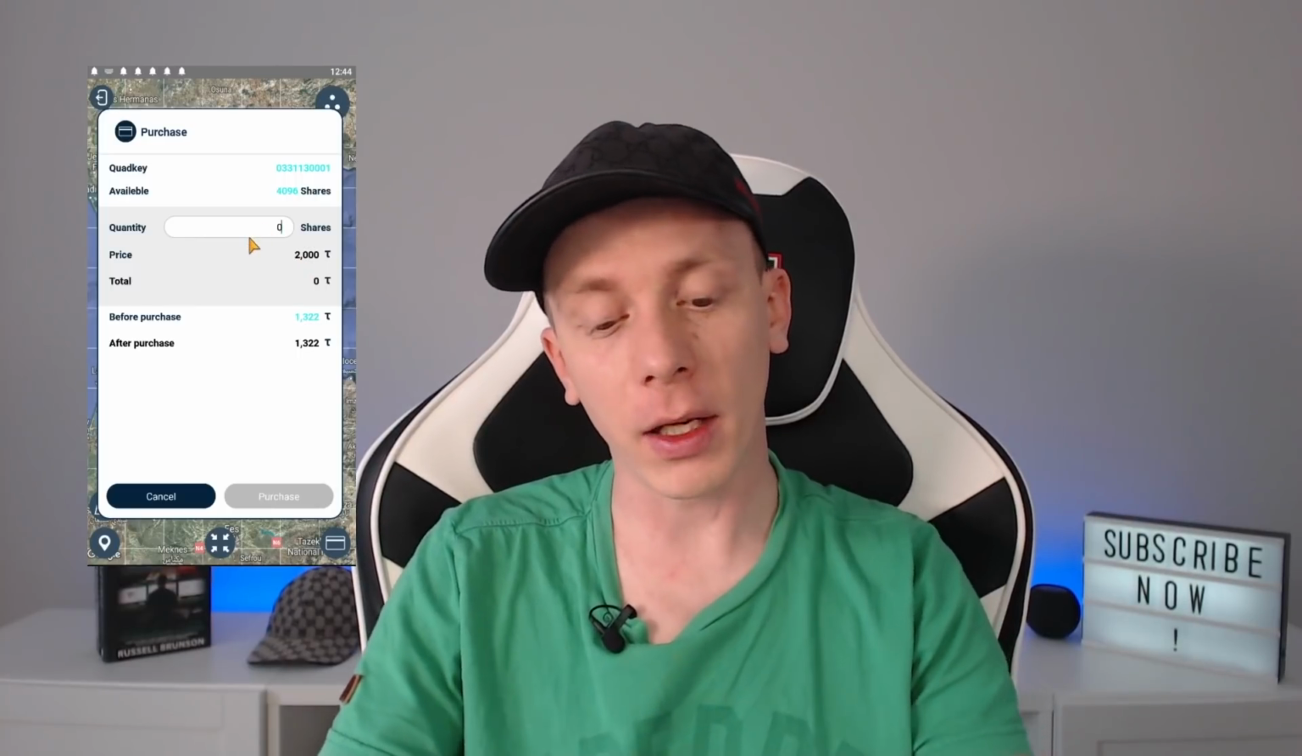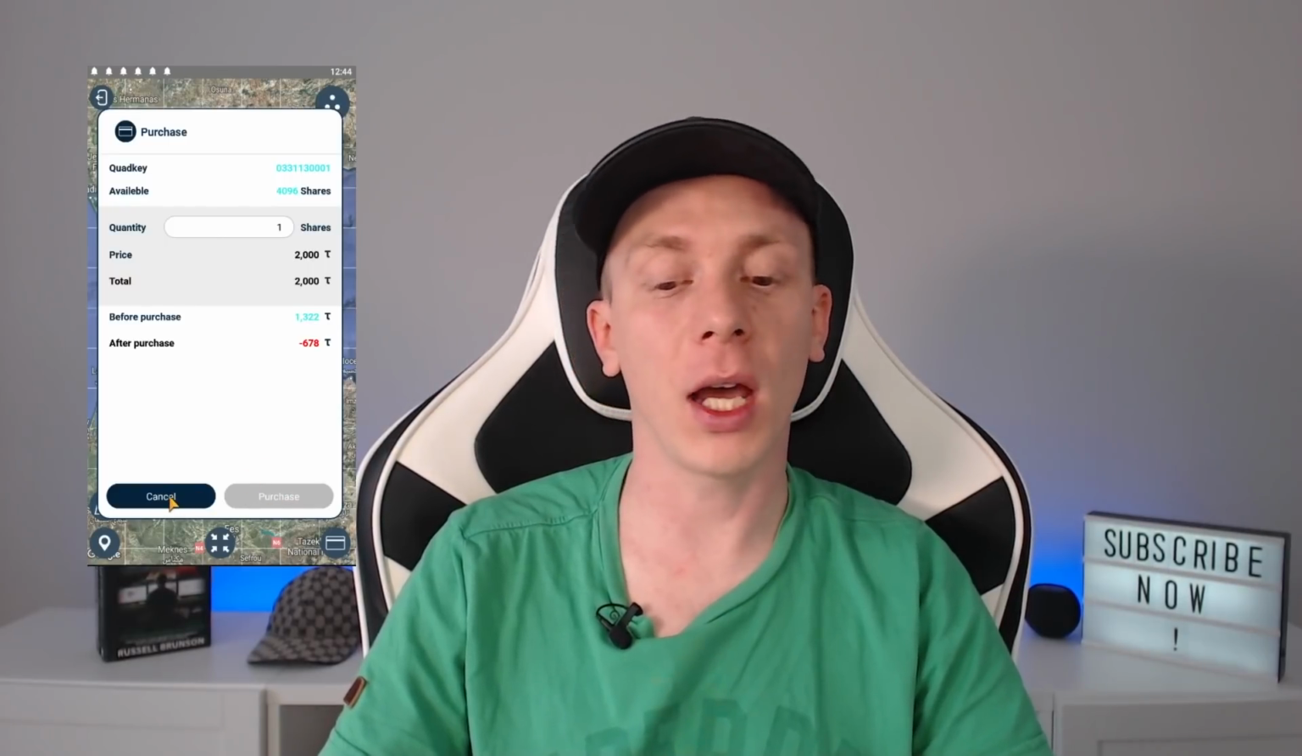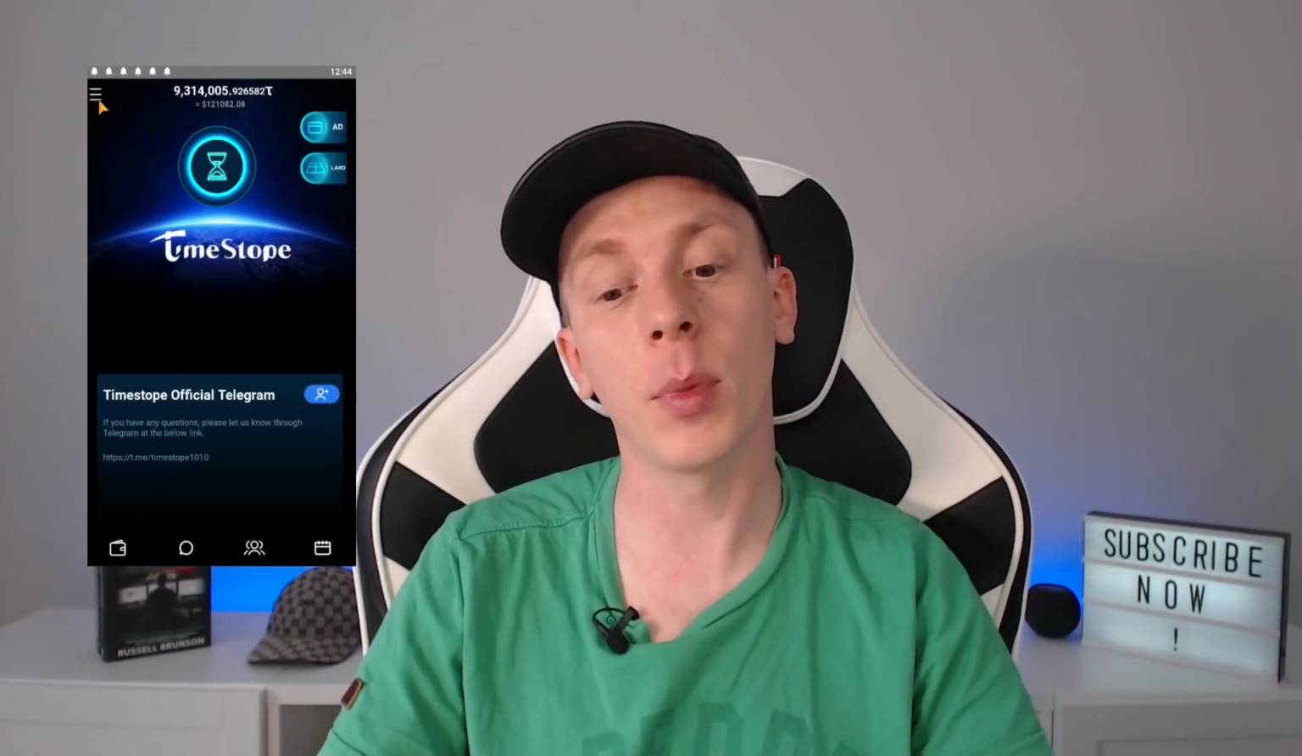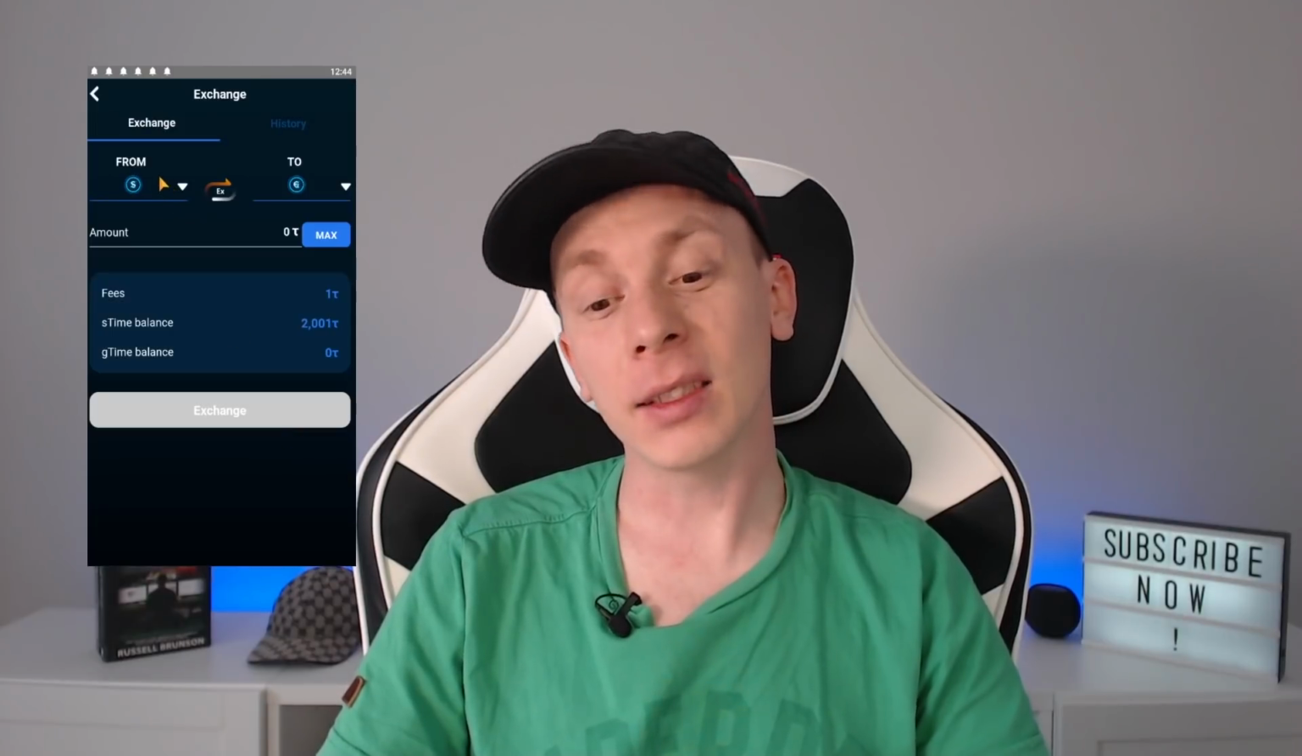Now if you would want to buy an entire square, you would need to buy 4096 shares, assuming that they're still available. And as you can see, that would actually cost you roughly 8.2 million lTime, which definitely takes a lot of time to accumulate in the first place. However, you notice that currently, even if I would select one share, I cannot purchase. The button is grayed out, and that is because I don't have any lTime right now.